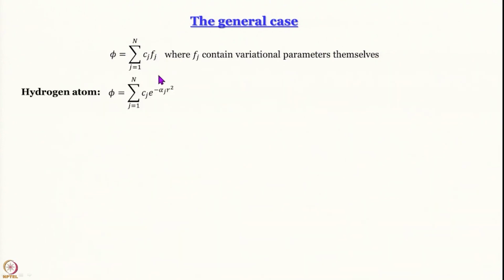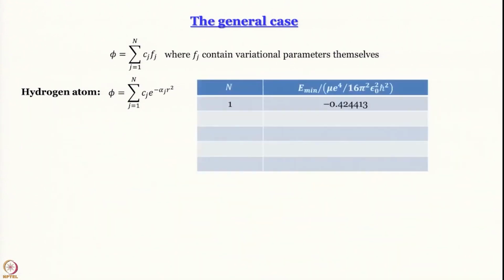Okay. For example, for hydrogen atom, we can write the function like this, sum over j Cj e to the power minus alpha j r square. So, this function here is similar to the 1s wave function, with the exception that this coefficient in the exponent is also a variational parameter. So, 2 variational parameters gives me greater flexibility, and of course, you can play around with number of terms.